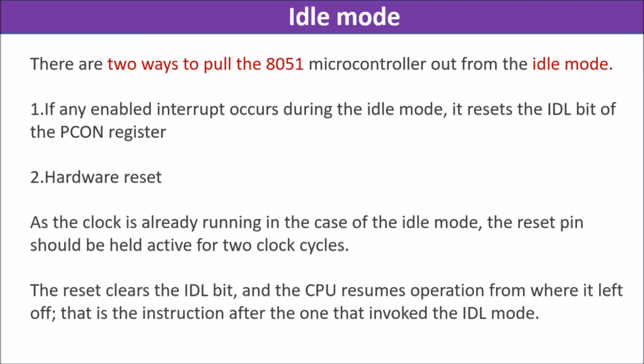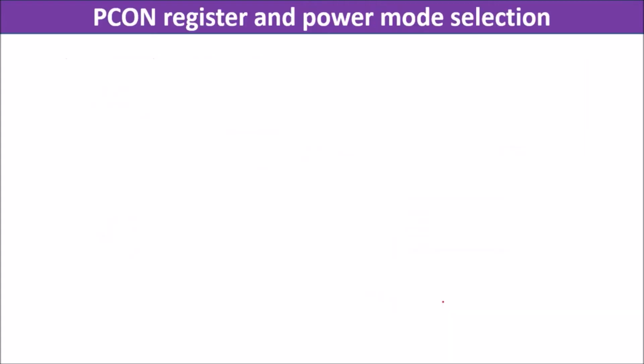The reset clears the IDL bit of this register, the PCON register. So the CPU resumes operation from where it left off, that is, the instruction after the one that invoked the idle mode. So it will start executing the instruction from where it entered into the idle mode.